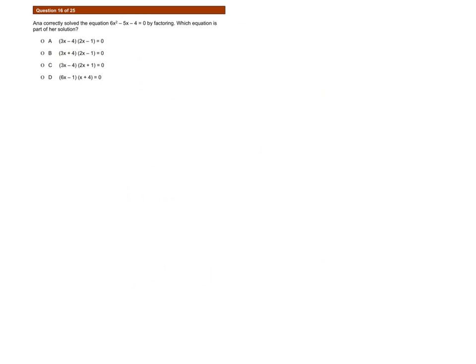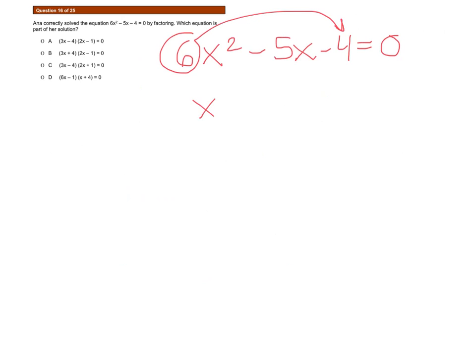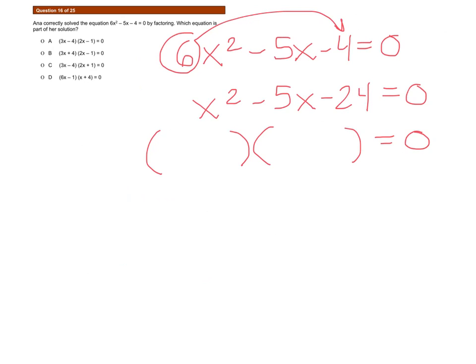Problem 16, Anna correctly solved the equation 6x squared minus 5x minus 4 equals 0 by factoring. Which equation is part of her solution? So we need to factor this, and I suggest we use the cloud method again. So a lot of cloud here. Take our 6 and multiply it by 4. x squared minus 5x minus 24 equals 0. And we factor. What multiplies to negative 24 and adds up to negative 5? Well, negative 8 and positive 3.